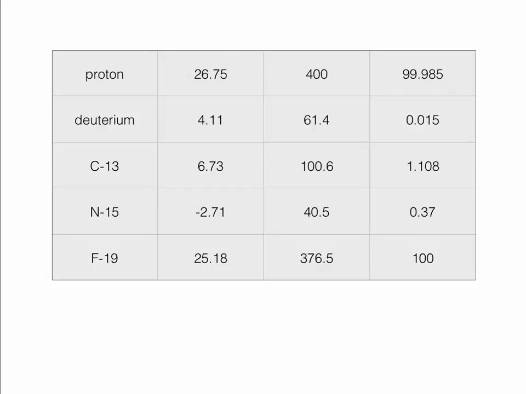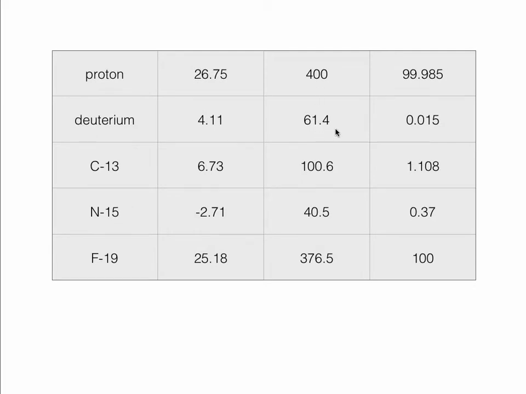Here's an example. If we look at proton, the Larmor frequency of a proton in a 400 megahertz spectrometer is 400 megahertz. It is nearly 100% abundance. There's only a little bit of deuterium in there, and the gyromagnetic ratio is 26.75. If we switch to deuterium, we see that deuterium has a much lower gyromagnetic ratio. It's a much lower abundance, and it has about 1/6 the resonating frequency in the same magnetic field.